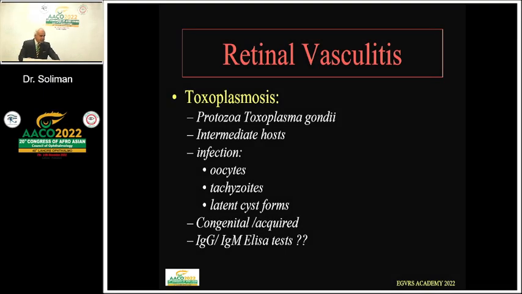All right, toxoplasma, you probably know that the causative is the protozoa, toxoplasma of the eye, intermediate host. We are the intermediate host. How do these patients present? Usually, this is the picture.